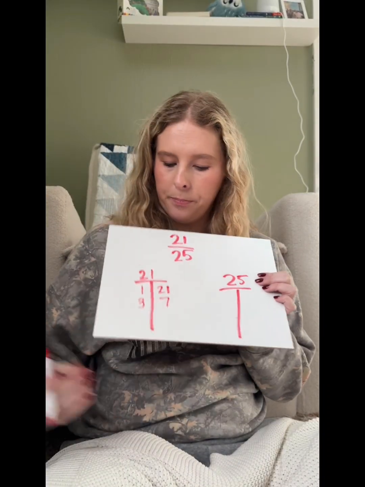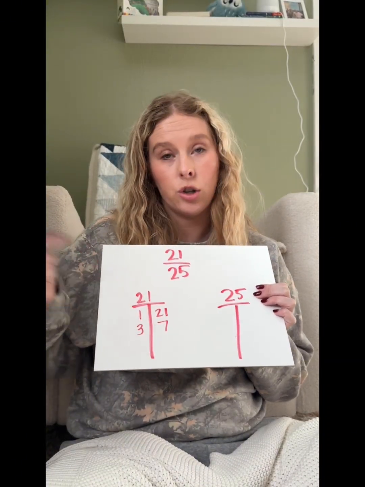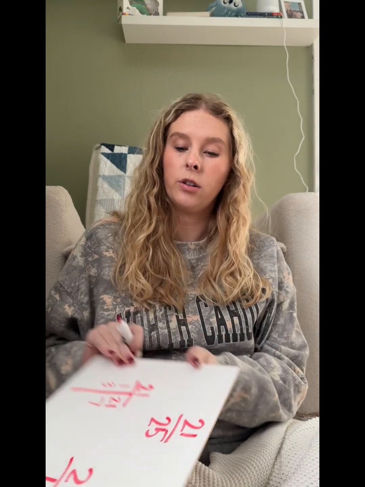2 times nothing gives me 21. 3 times 7, 4, 5, 6, and then 7. Okay, so there's your factors of 21. For your factors of 25, we have 1 times 25. And then we have 2 doesn't work, 3 doesn't work, 4 doesn't work, 5 times 5.